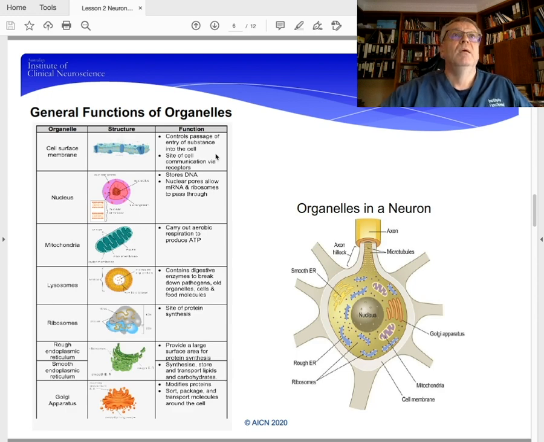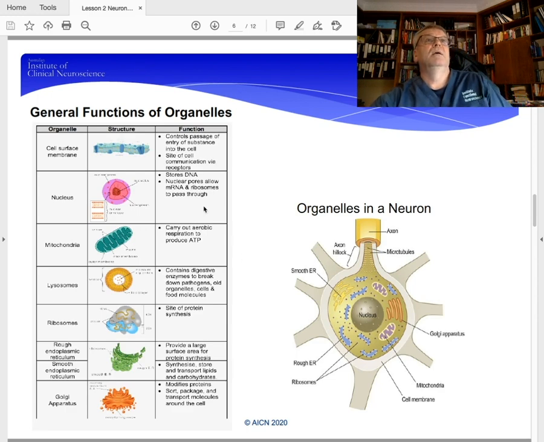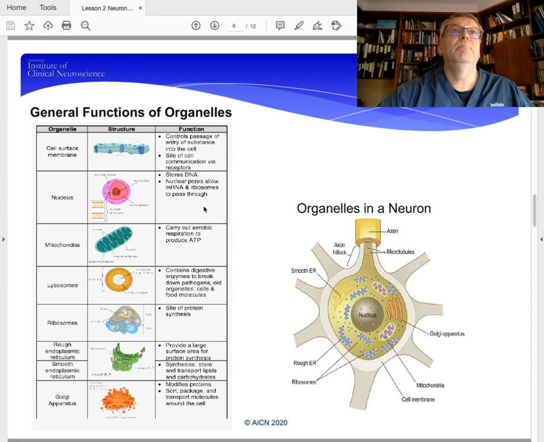Now, the nucleus is the place where the DNA is stored, and it has proteins that form what we call nuclear pores, which allow mRNA, so messenger RNA, and ribosomes to pass through the membrane and go in and out of the nucleus, which is very important in expressing genetic activity.